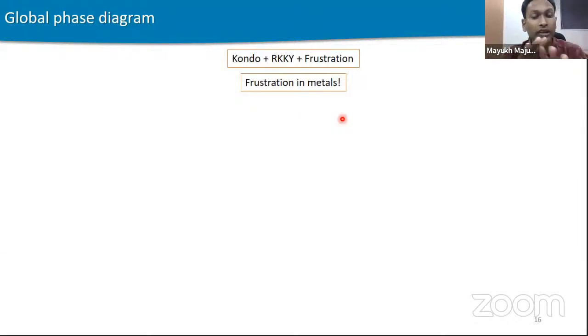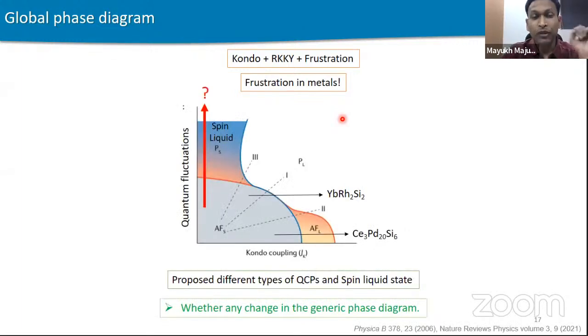So we will be talking about a new type of situation where you are dealing with a system which is a metal, as well as has frustration, as well as these other two kinds of interactions. So this question arises, and afterwards a very complicated phase diagram has been proposed by theory, as you can see here from the reference. Along the x-axis you have the Kondo coupling, of course in the unit of RKKY interaction, just the ratio of it.